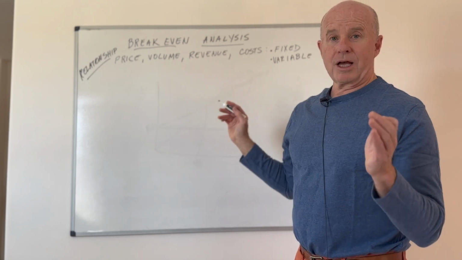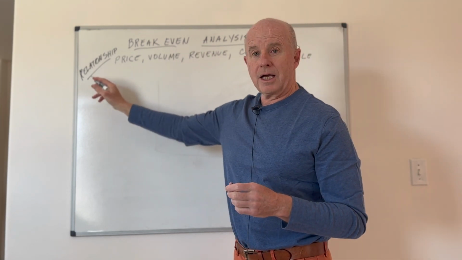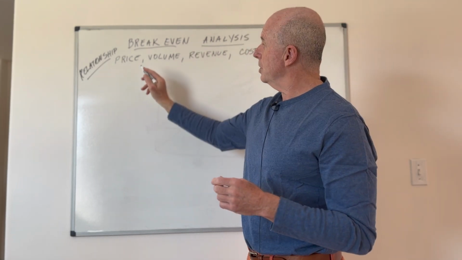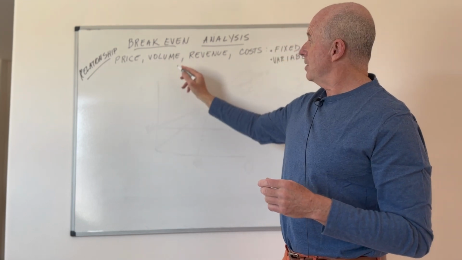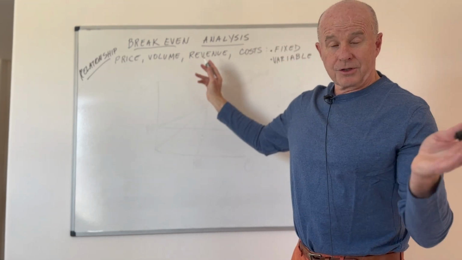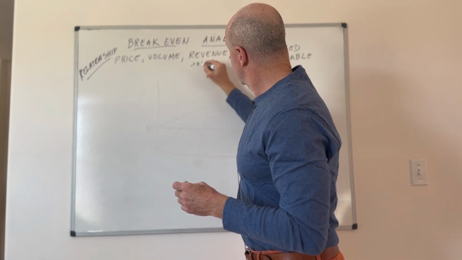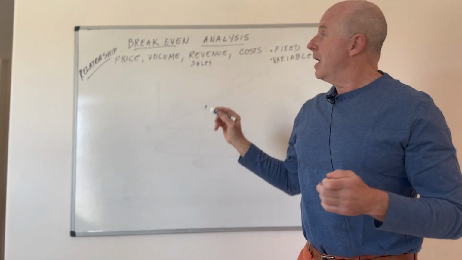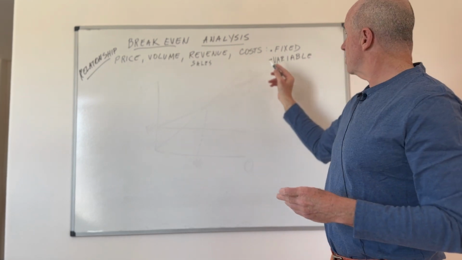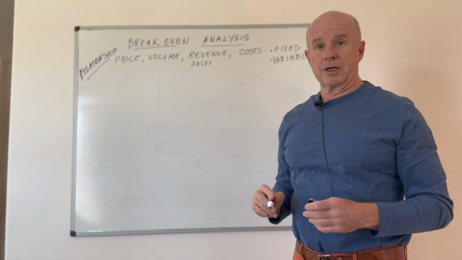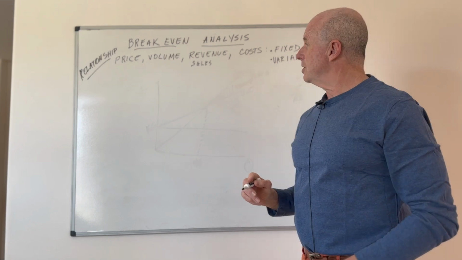So we're going to look at this graphically, and what it does is it highlights the relationship between price and volume, which is revenue, right? That's our sales too. We could call this sales or revenue. And then our costs. And our costs are our fixed costs and our variable costs. So now let's get to it here.